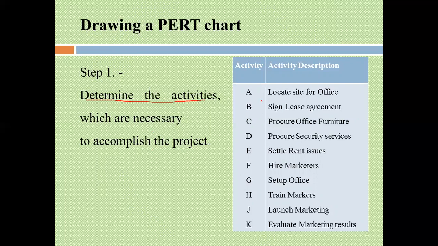For example, suppose you want to begin a small business. Then you would have the activities that precede the beginning of the business. For example, you need to get an office. You need to agree with the landlord. You need to purchase the furniture for that office. You need to secure security. You need to settle the rent after having signed a lease agreement. You need to set up the office, train your marketers, and so forth. Those are the activities. So you break down the project into viable activities, and that is the first step.